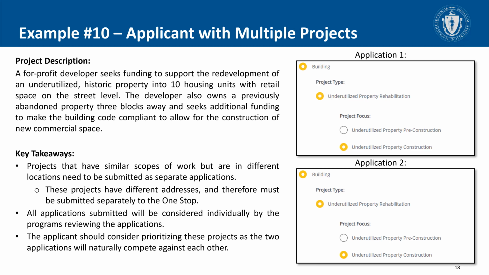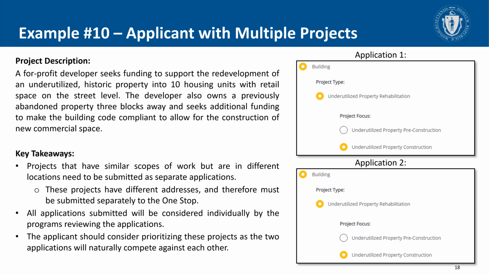In our last example, we have a for-profit developer that is looking for funding to support the redevelopment of an underutilized historic property that they'd like to turn into 10 housing units with retail space on the street level. The developer also owns a previously abandoned property 3 blocks away and seeks additional funding to make the building code compliant to allow for the construction of new commercial space. So the two projects described here have similar scopes and will likely result in similar applications. However, they are in different locations and need to be submitted as two separate applications.